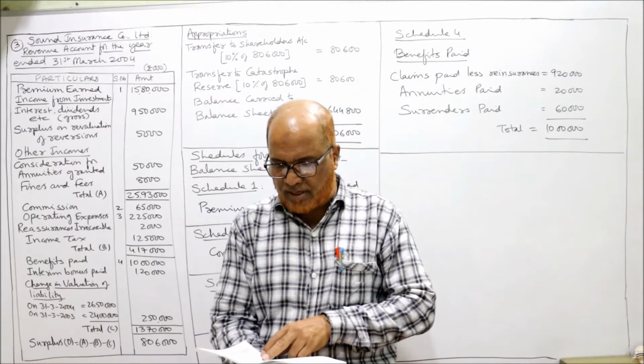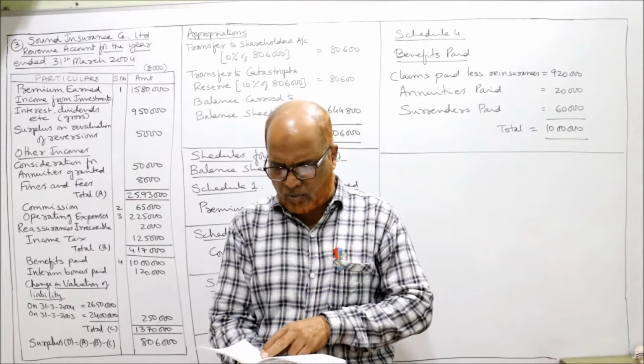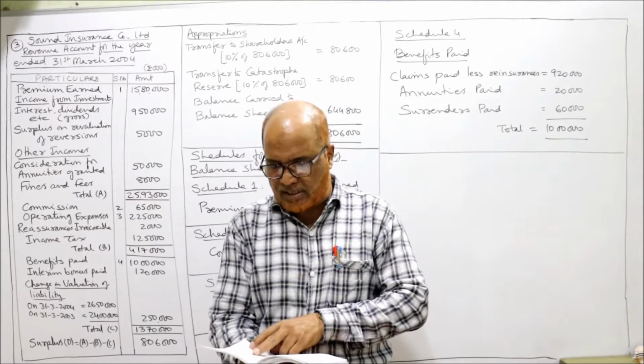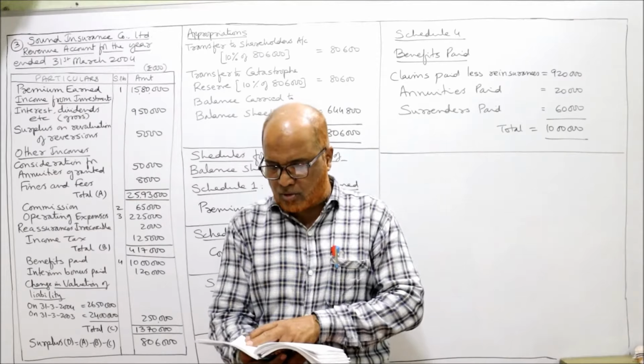Then life assurance fund at the beginning of the year, we don't require it. The company decides to transfer 10% surplus to shareholders account.